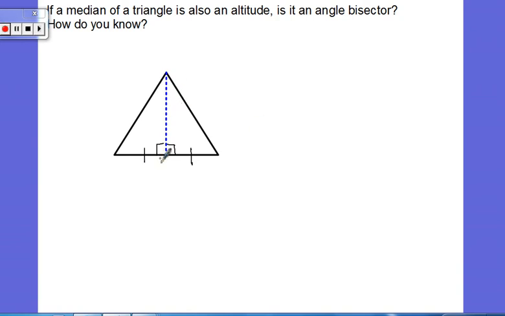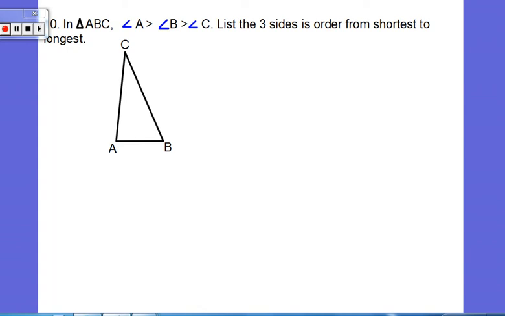Well, so far we've got side and angle, and side and angle. And if we look at this shared side, reflexive property, we can say these two triangles are congruent through side angle side. So through CPCTC, these angles are congruent. So this is one new theorem that you're going to learn: if an altitude is also a median, it is an angle bisector, always.